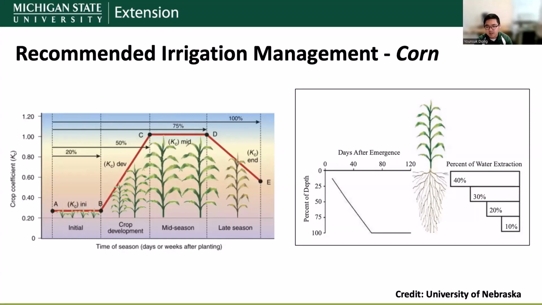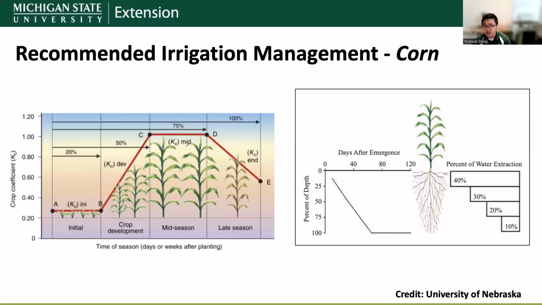This graph is showing the crop coefficient, which is basically the multiplier that you use to calculate the actual crop evapotranspiration based on the reference potential evapotranspiration, which I'm going to talk about later in this presentation. But here I just want to show you how the crop coefficient changes over time. A lower number basically means it uses less water. A higher number means it uses more water.